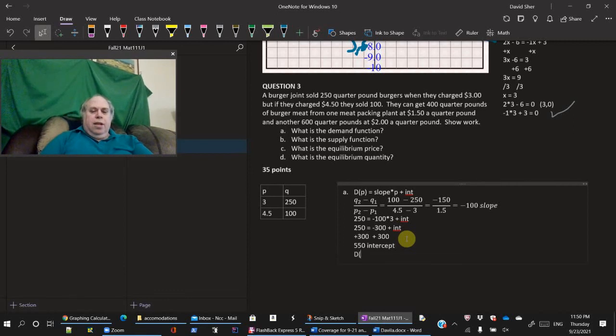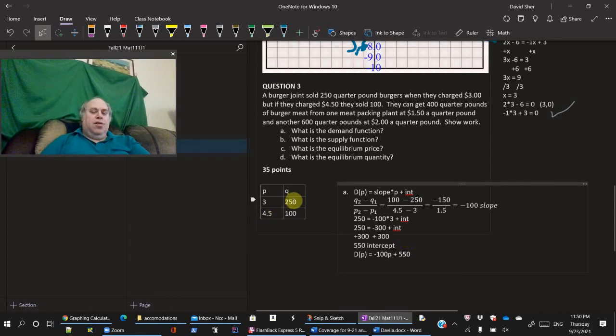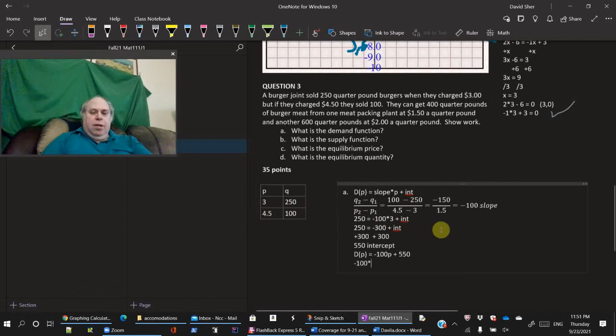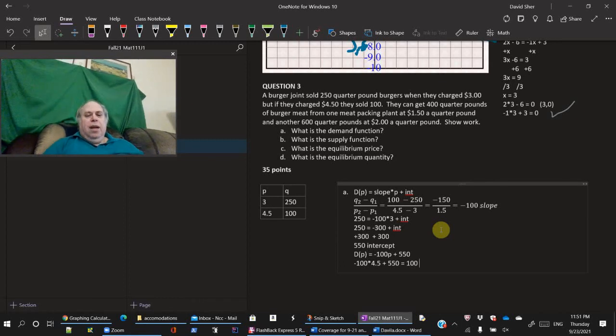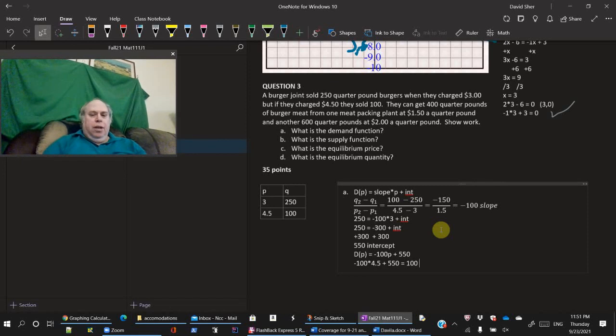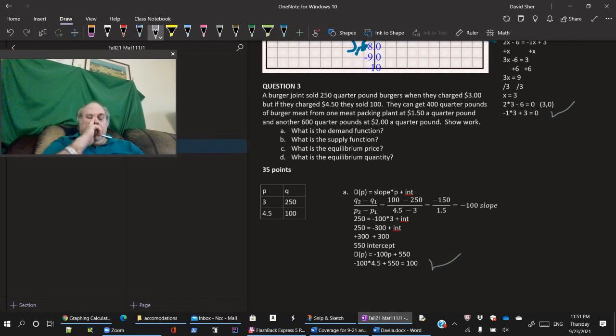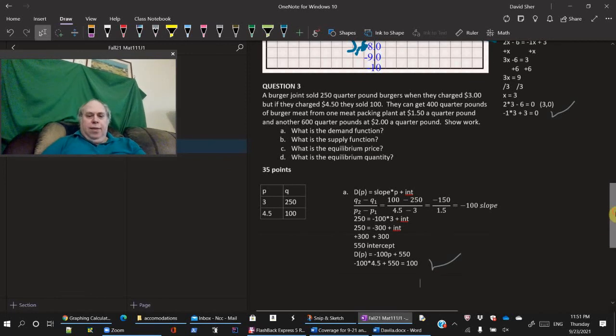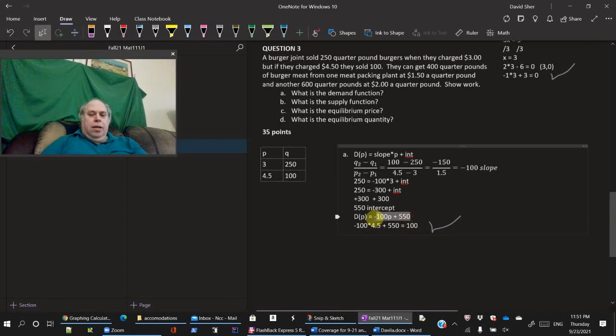So my demand function, D of P, now that I know the slope and the intercept, is negative 100 times the price plus 550. Let's check it. I used 3 and 250, so let's check 4.5. When we put in negative 100 times 4.5 plus 550, that gives me a quantity sold of 100. So this formula tells me for any price how many I can sell, and that's the answer to part A, the demand function.